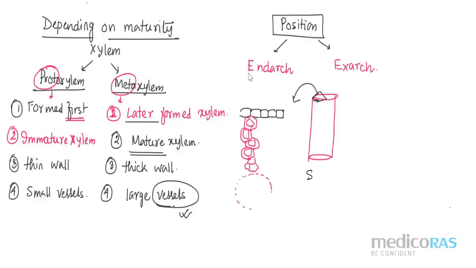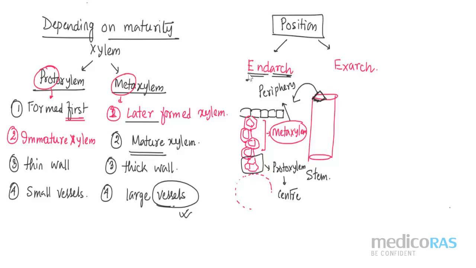For example, let's take one stem section. If we cut at this particular side, we will get this kind of structure which has the metaxylem towards the periphery, and protoxylem towards the center. So this is known as endarch. Endo means inside, and arch refers to the pith. So towards the pith, if protoxylem is present, then it is known as endarch because protoxylem is present inside.